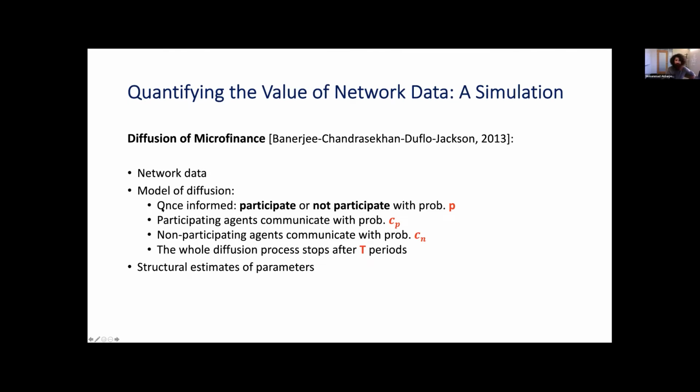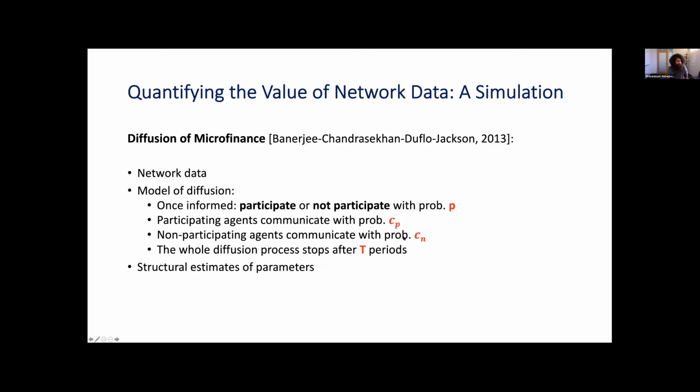Then they have a model of diffusion, which works this way. Once someone is informed about microfinance, they either participate or not with some probability P. It's a reduced form version of modeling your decision process; you could also have a model in which people maximize some utility. Then participating agents inform their friends with probability CP. I'm going to tell you, hey, Daniel, this is a really cool product. And if I do not participate, I inform you with probability CN. We expect CP to be more than CN, but they don't impose any assumption on that.